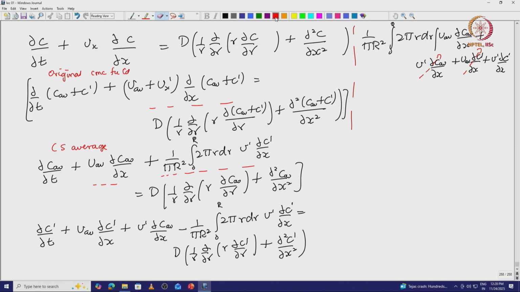In this term here, I have Vx prime times partial C average by partial x. All of the other terms are proportional to C prime. Therefore, I can neglect all of these terms, this term proportional to C prime, this term proportional to C prime, and this term proportional to C prime, in comparison to V prime times partial C average by partial x. That is assumption number 2 that we had made.